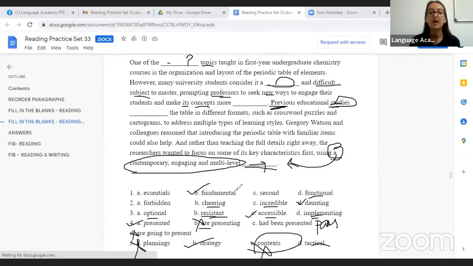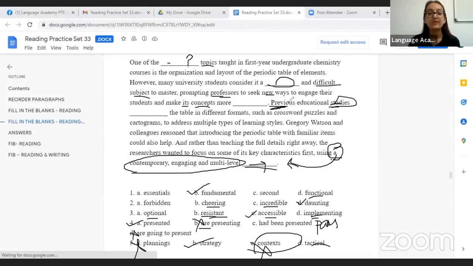"Cheering" and "incredible" are positive words. And "forbidden" means not allowed. Not allowed is not an adjective to describe a subject. So they wanted to make the concepts easier. For "easier", we didn't have the word "easier", so we'll go with "accessible", which also means to make it within their reach.